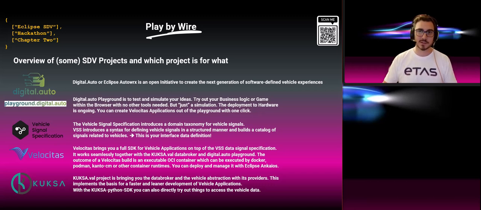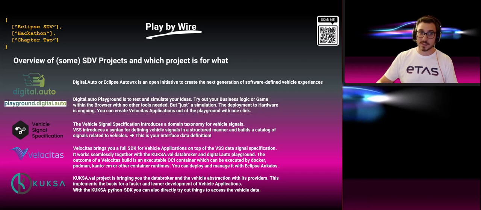The third thing here is the Vehicle Signal Specification. This is not directly an Eclipse SDV project, but we are directly partnering with COVESA. The Vehicle Signal Specification is the way to go for defining the exact syntax of our signals. As I've written here, this is your interface for data definition. Everything you want to communicate, define it after the Vehicle Signal Specification, then it is much easier to communicate with your partners.